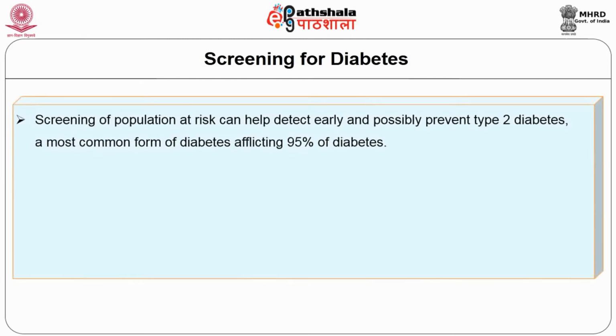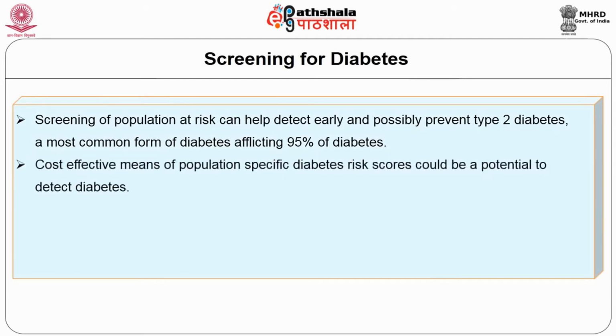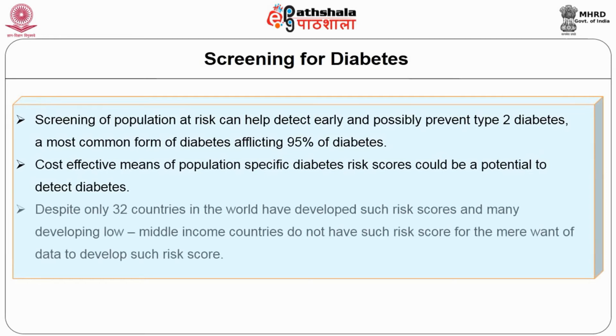So screening at the population level can help detect early and possibly prevent type 2 diabetes, which is the most common type of diabetes, afflicting 95% of the diabetic population. Cost-effective risk scores could be another way to screen for diabetes early. Despite this, only 32 countries in the world have implemented this risk score model to screen people at the population level.